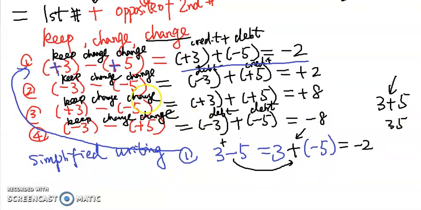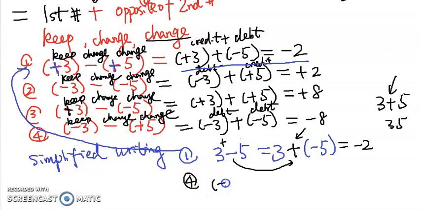And similarly, when we do the second question, we cannot simplify because it's all minus, minus, minus. None of the minus signs can be omitted. But the third one, we can omit this plus sign right here. But these two minus signs cannot be omitted. So you still have to do keep, change, change. And the last one, number 4.